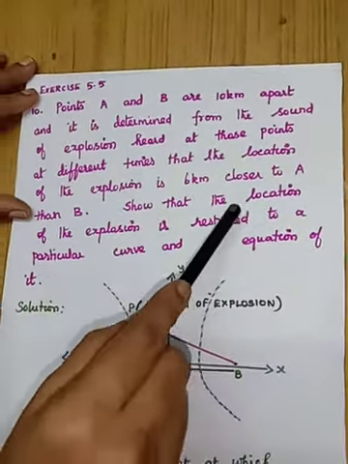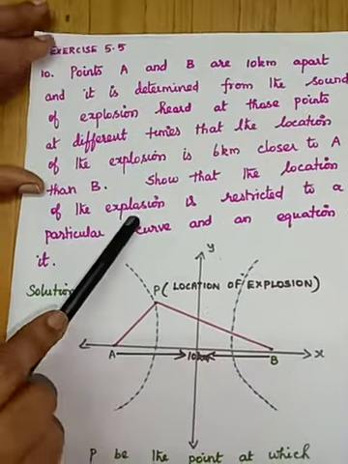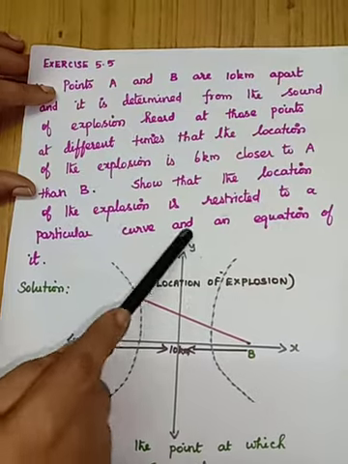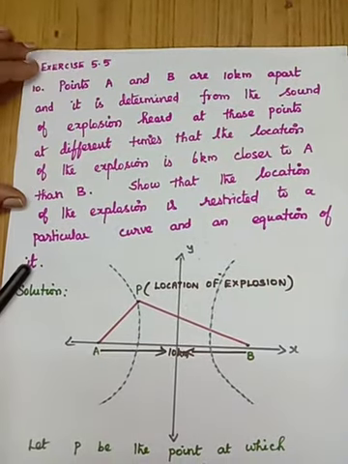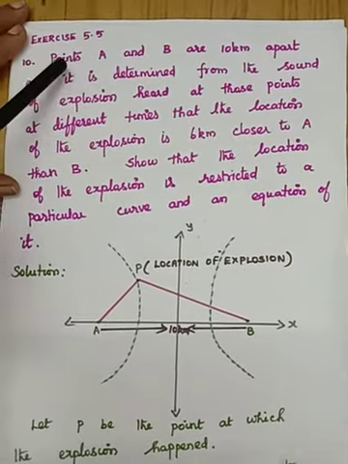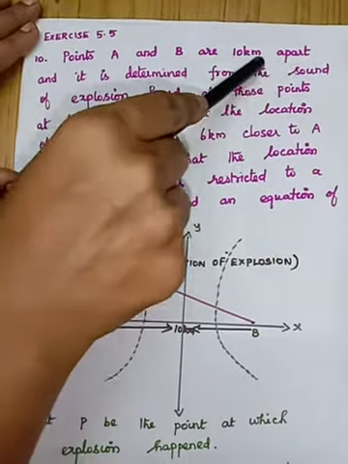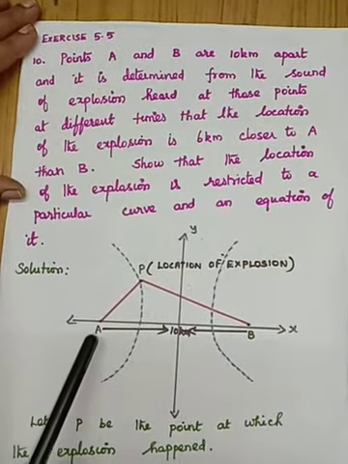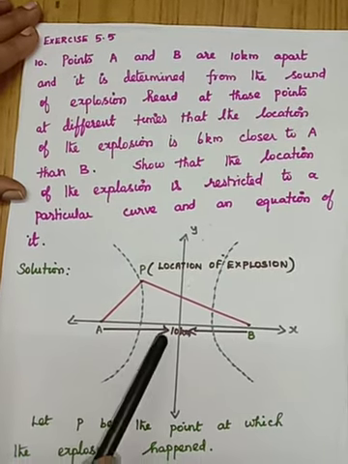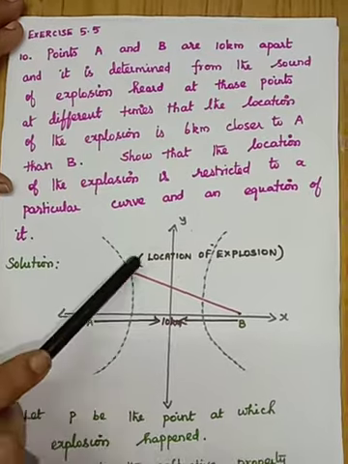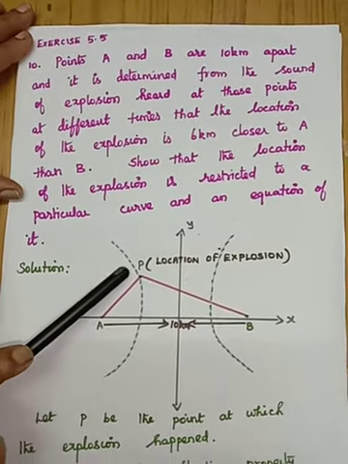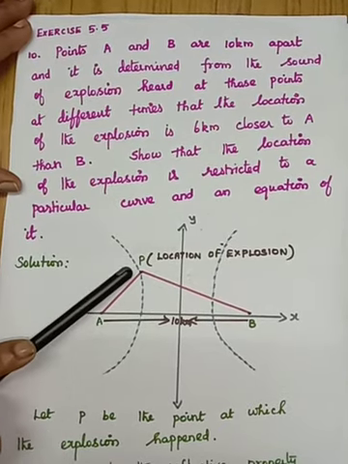Show that the location of the explosion is restricted to a particular curve, and find an equation of it. So this is the question given. First, points A and B are 10 kilometers apart. So I have taken the 2 points here, A and B, whose distance is 10 kilometers. Let P be the point at which the explosion happened.